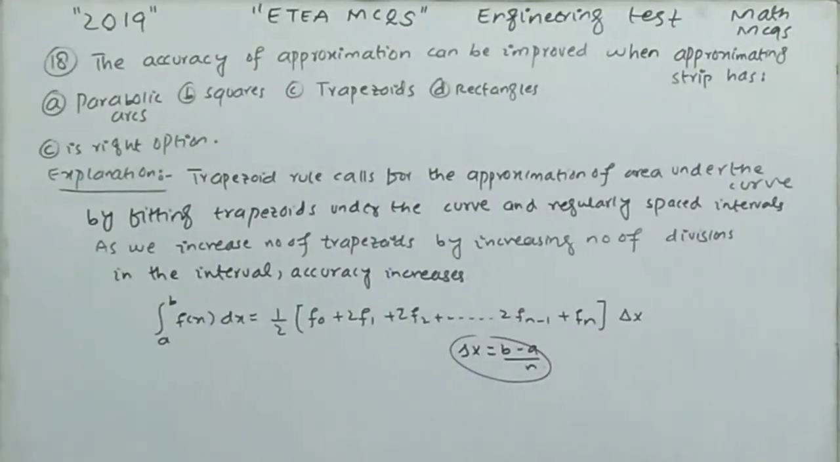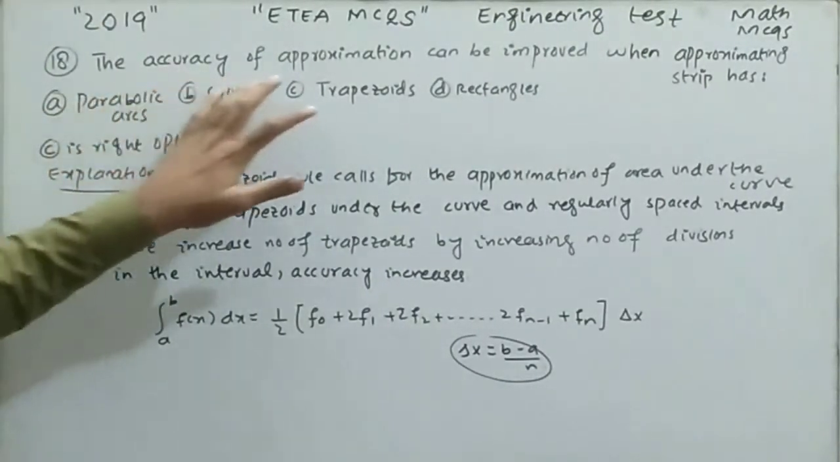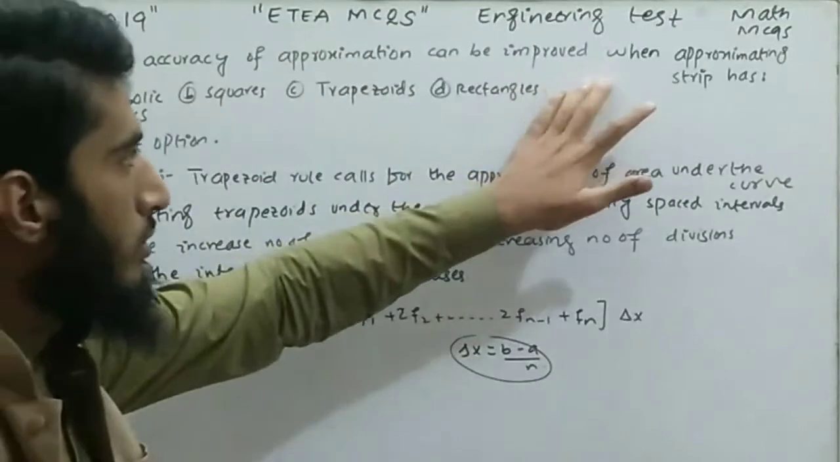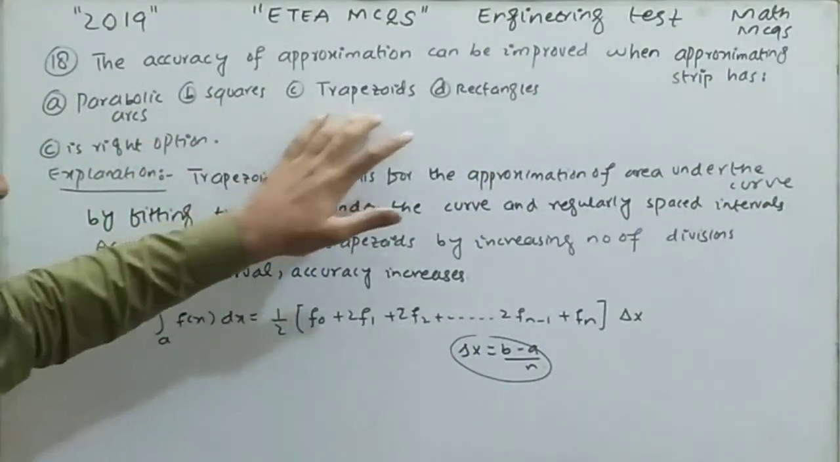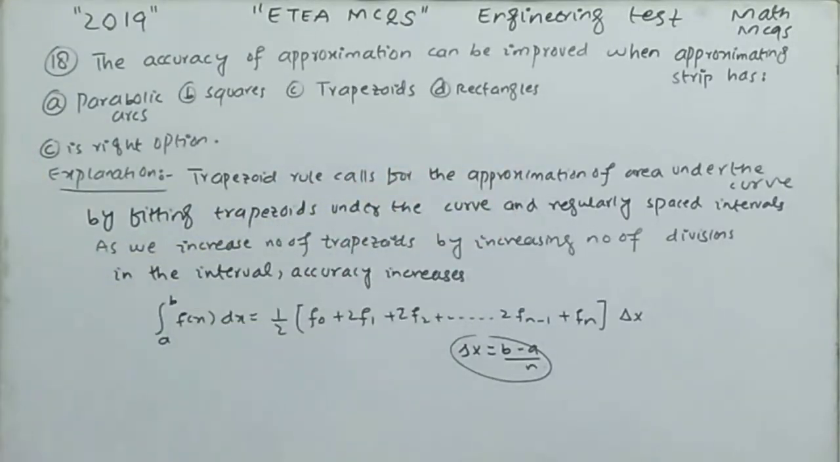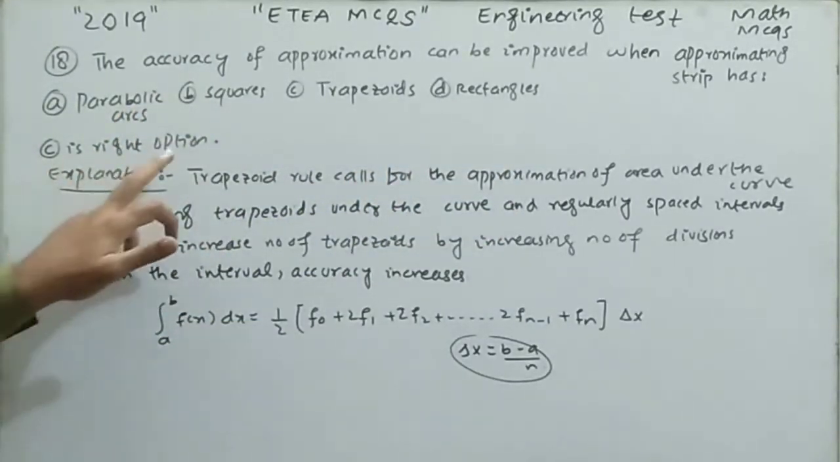Now move to the next MCQ number 18. It tells that the accuracy of approximation can be improved when the approximating strip is: option A, parabolic arc; B, square; C, trapezoid; and option D, rectangle. The correct option for this MCQ is option C.